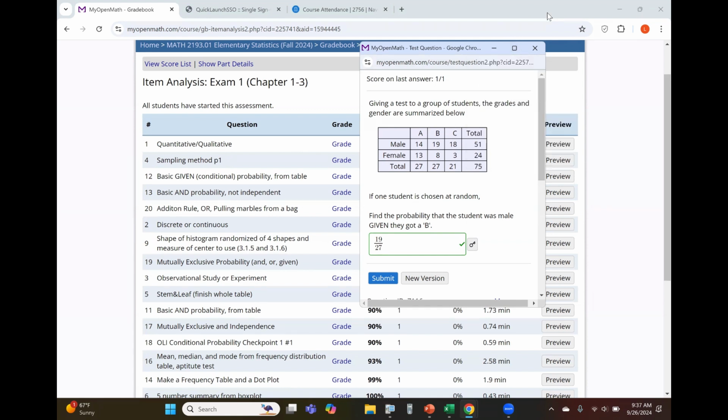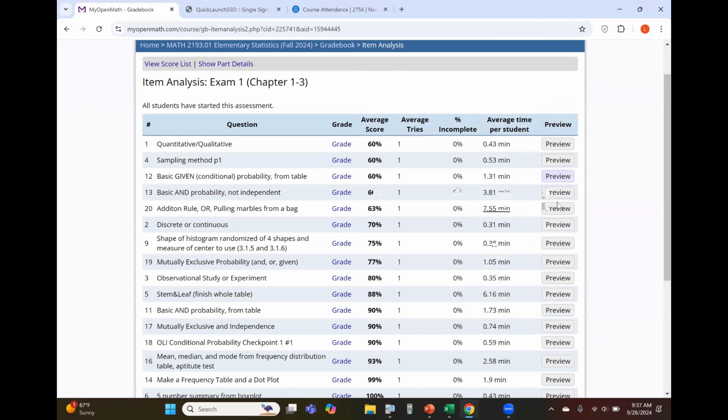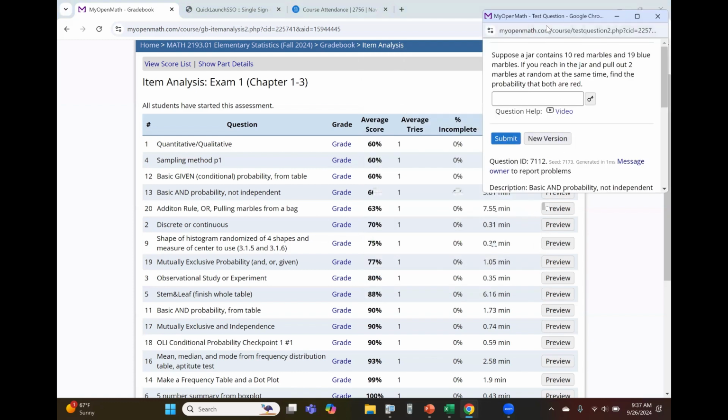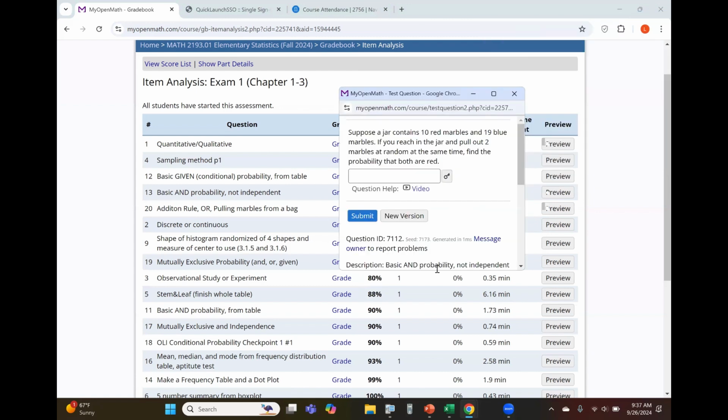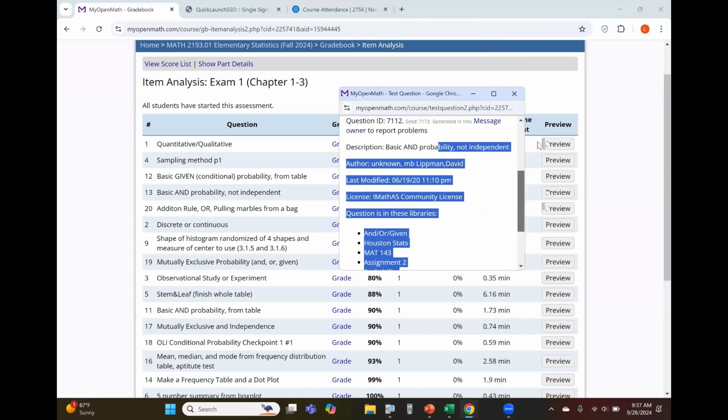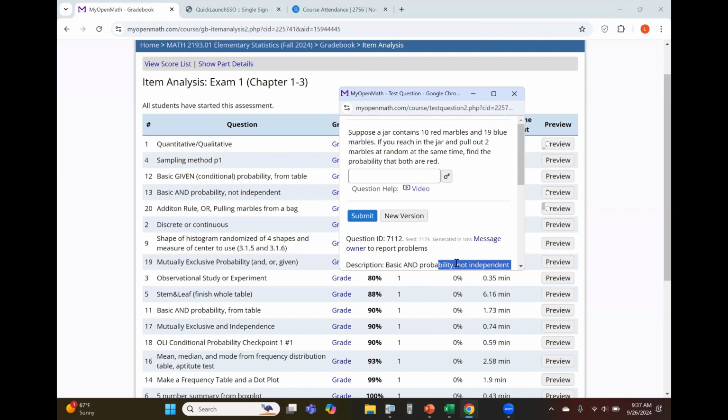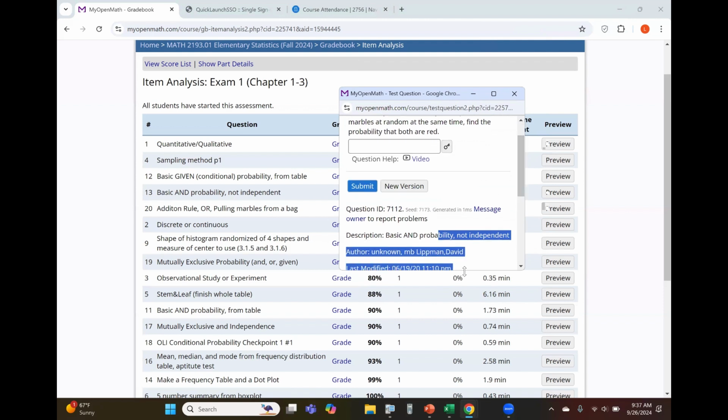And then marbles from a bag and not independent. Suppose a jar contains, trying to make the window bigger. There we go.